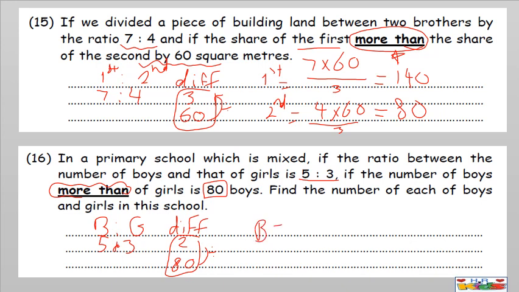So if we want to find the number of boys it will be 5 by 80 divided by 2. And the number of girls equals what? 3 by 80 divided by 2. Then we start to find the answer. 80 divided by 2 first equals 40. So 40 by 5 equals 200, and 40 by 3 equals 120. Okay? So the answer here is 200 and 120.